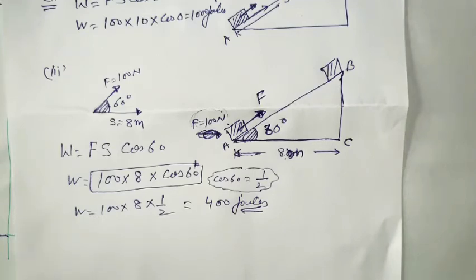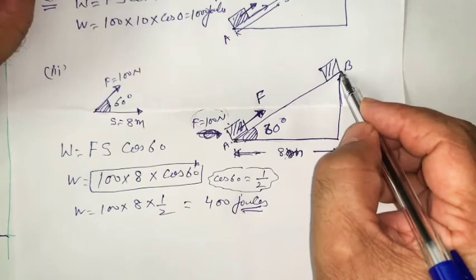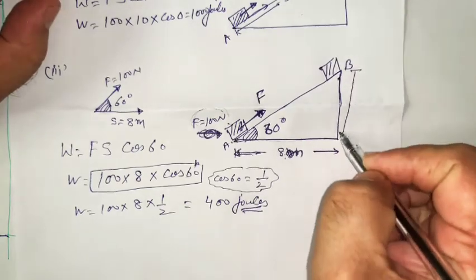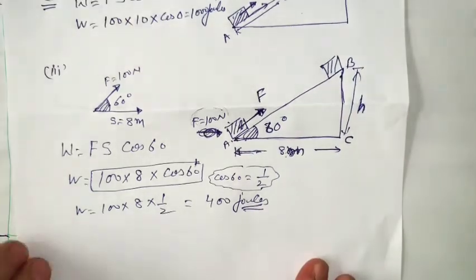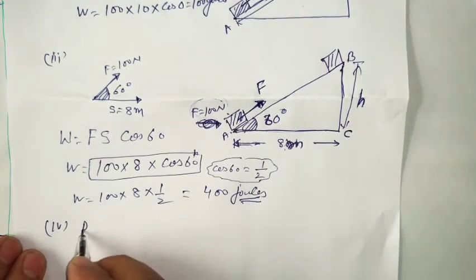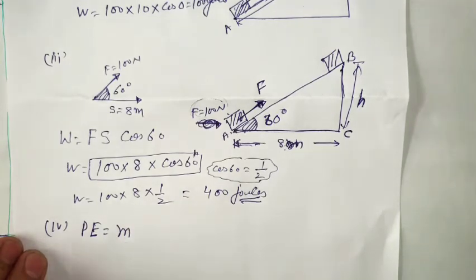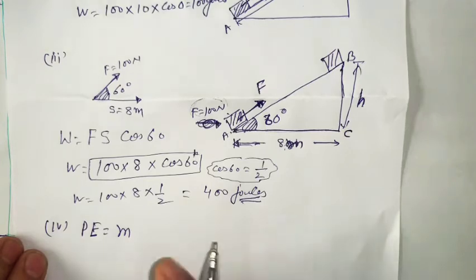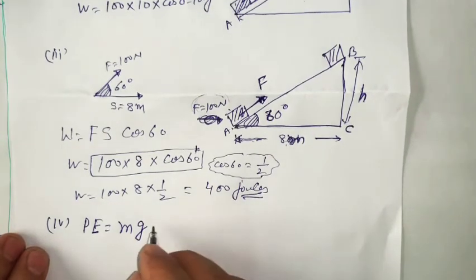One thing more in this numerical. When a body moves from A to B, it gains height h. So in this numerical, what is its potential energy? Potential energy is always mass of the body, which is given to you, into g, acceleration due to gravity, which is mostly 10 or 9.8, into height.